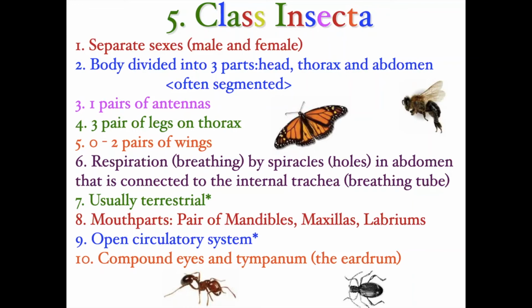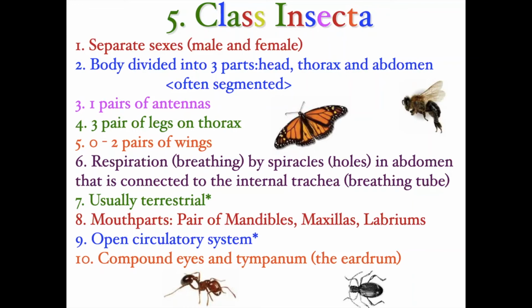Now, insects are terrestrial, or usually terrestrial. Some of them can be in water, but terrestrial, remember, means on land. Now the mouth parts, they're going to have mandibles for chewing, they're going to have maxilla and a labrum.